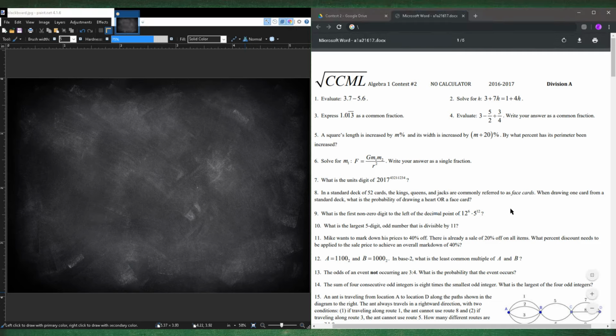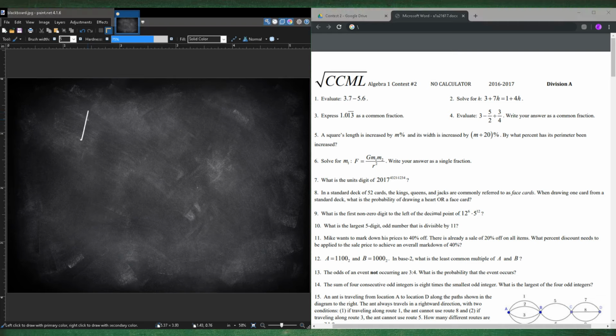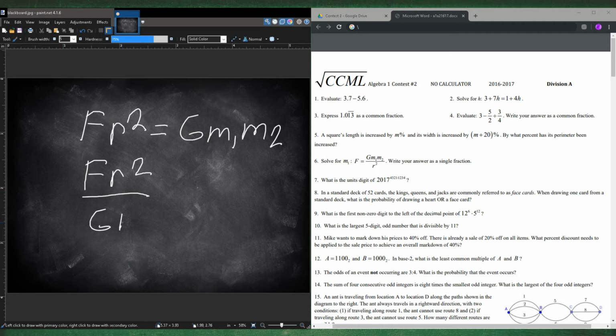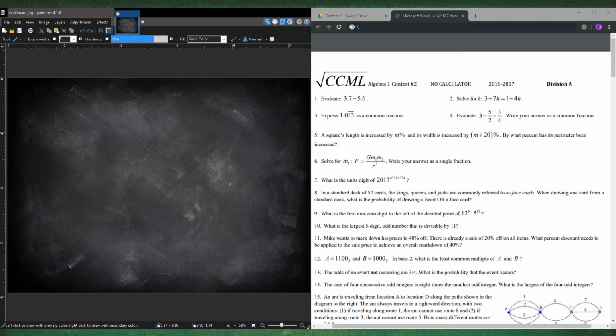Okay. Question 6. Solve for m subscript 1, where f is equal to g times m1 m2 over r squared. Write your answer as a single fraction. So f times r squared is equal to g m1 m2. So f r squared divided by g and divided by m2 is equal to m1. So this is your answer, f r squared over g m2. So basically that's simple, just rewriting your variables.